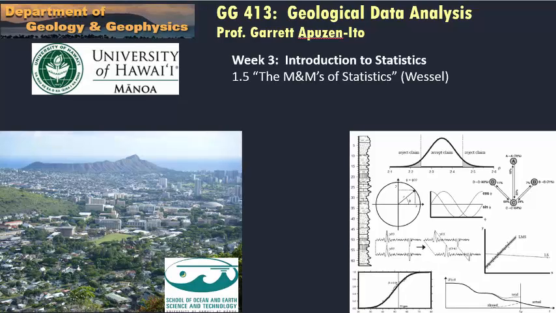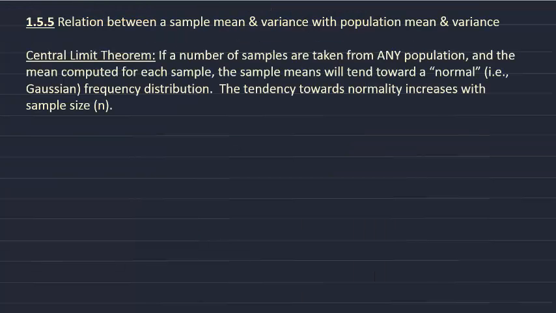And the topic of this video is section 1.5.5, and I'm going to retitle it. It's really the relationship between a sample mean and variance and the population mean and variance. And a very important theorem in statistics is the central limit theorem. I'm going to read a definition of the central limit theorem taken from Davis's textbook.